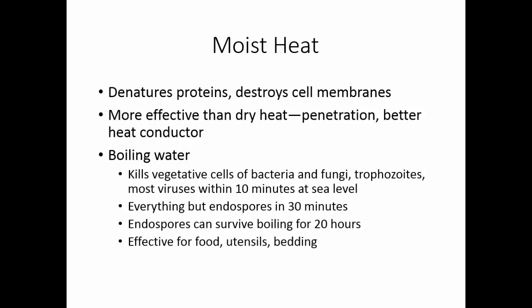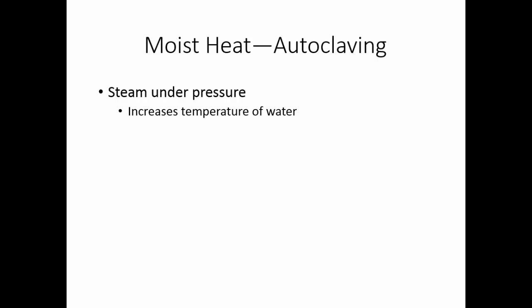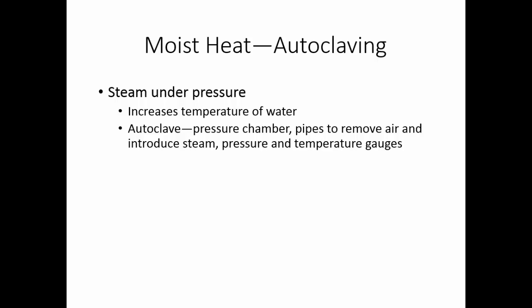Boiling is very effective for food and utensils and bedding, but the biggest problem is when you take it out, it's recontaminated immediately. Another form of moist heat is autoclaving. This is steam under pressure. When you put steam under pressure, it increases the temperature of the water. An autoclave is basically a pressure chamber with pipes that remove air and introduce steam, and we have temperature and pressure gauges to monitor the pressure and the temperature inside the chamber.